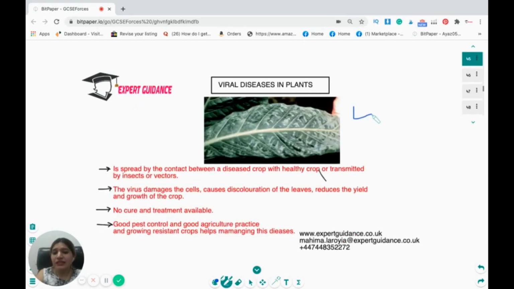In plants, the disease is the tobacco mosaic virus. It's spread by contact between a diseased crop and a healthy crop, or it can be transmitted by insects or vectors. The virus damages the cell, causing discoloration of the leaves, reducing the yield and growth of the crop. There's no cure or treatment available. Good pest control, good agricultural practice, or growing disease-resistant crops helps in the management of the disease.